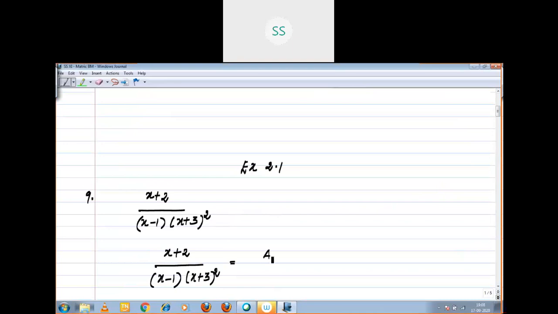a by x minus 1, because the first one is not repeated, plus the second, which is repeated twice, that I am going to write in terms of b by x plus 3 plus c by x plus 3 the whole square. Got it children? If the linear factor is non-repeated, you can write a by plus b by. If the factors are repeated, this is the procedure you want to follow.